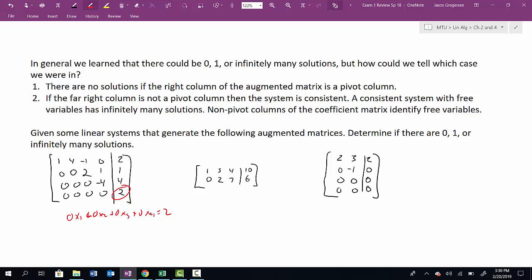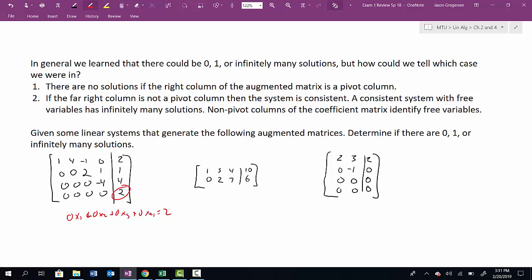So is there a pivot in the far right column? No, so there are solutions, right? 0 can equal 0. Yes, that's true. 0 equals 0. That's true. Okay. This row would tell me that negative x2 is equal to 0. That's perfectly valid, right? There are solutions here.